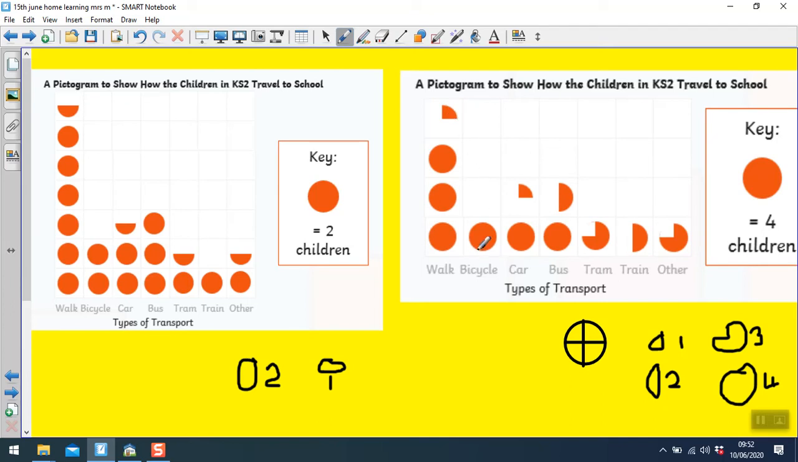How many children went by bike? So it's one circle which represents 4 on this pictogram, so 4 children went to school by bike. How many children went to school by bus? So this represents 4 plus half a circle represents 2, so 4 plus 2 equals 6. And it's showing the same information on both pictograms, but just represented in different ways.